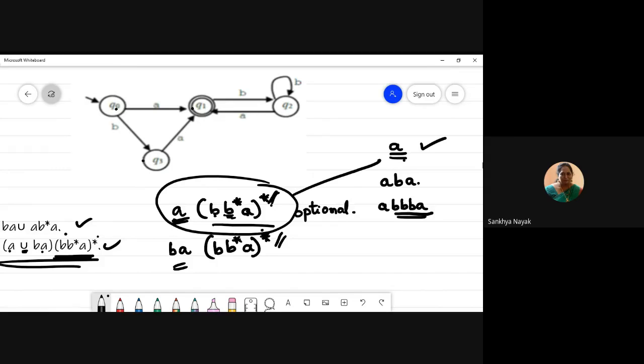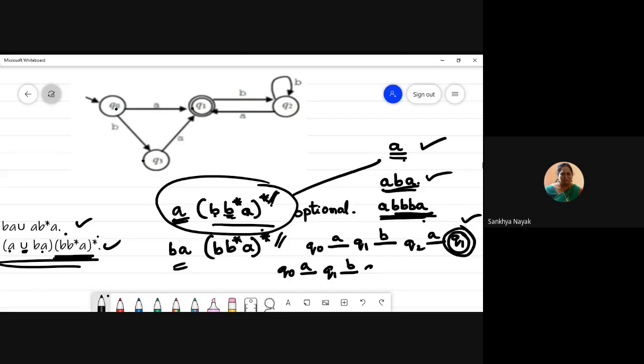Yes. Does it accept ABA? For ABA you can see Q0 on A is going to Q1, on B is going to Q2, on A it's coming back to Q1. So yeah, it's accepting this. Does it do this? Q0 on A comes to Q1, on B goes to Q2, and you put any number of B's, it remains in Q2, and on A it will come to Q1. Yes, of course. So similarly, you have to do for this also.